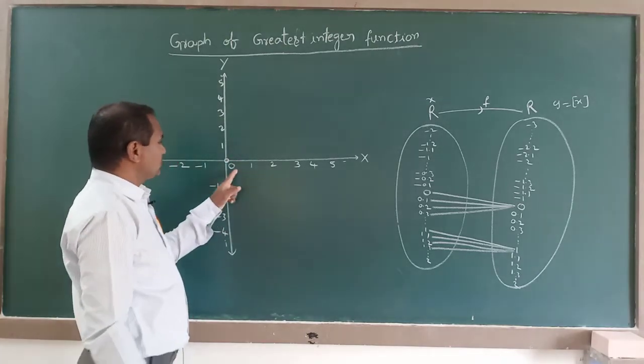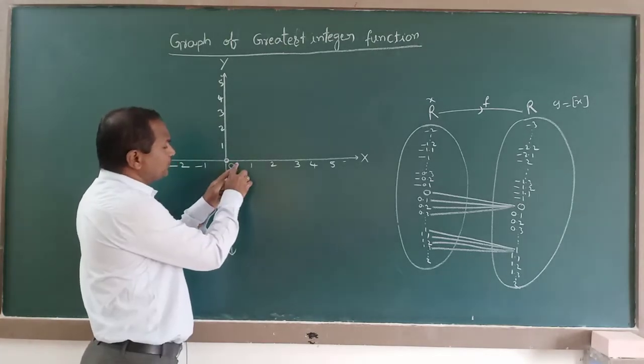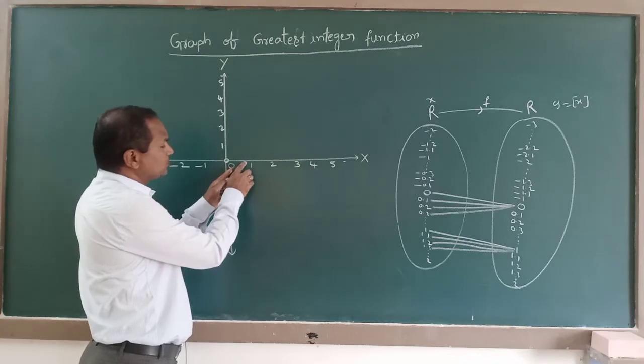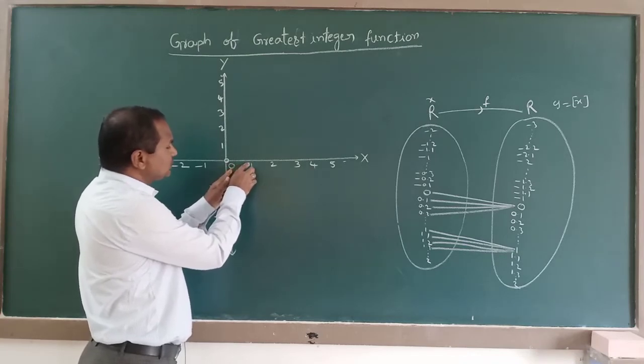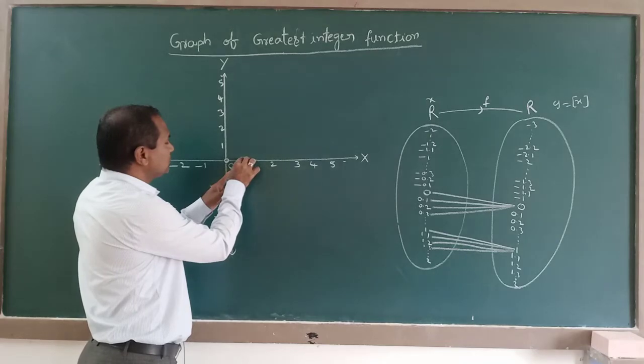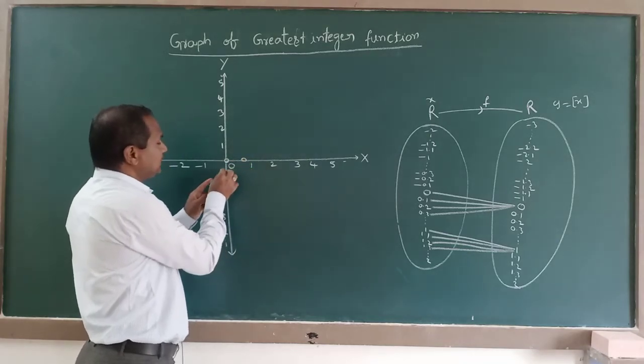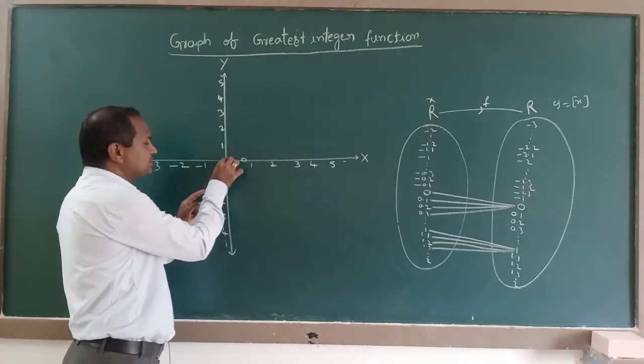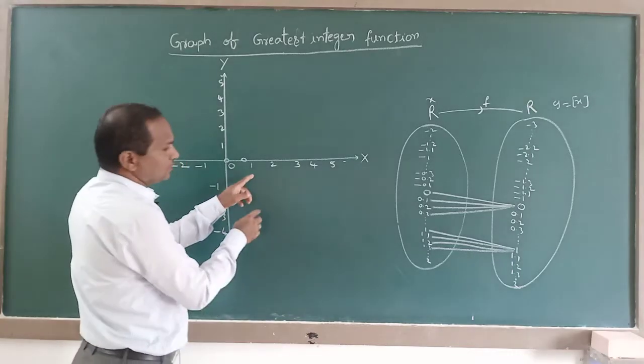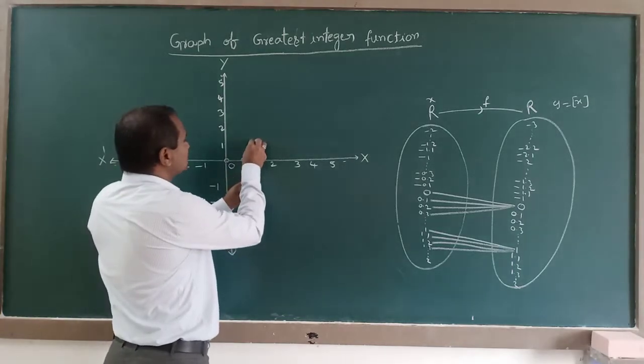And 0 is the function value for 0.1, 0.2, 0.3, 0.4. To all these, the function value is 0, that's what we are writing here. Exact means we are filling that. 1 to 1 function value.